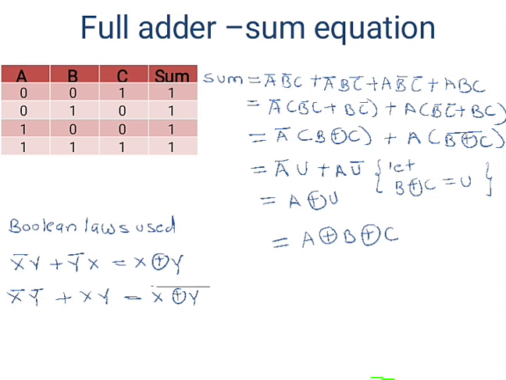Now let B XOR C be equal to U. So you can write A bar U plus A U bar. Now again this is an XOR operation, so A XOR U. Finally, you put the value of U, and you will get A XOR B XOR C. So this is the sum equation for the full adder.